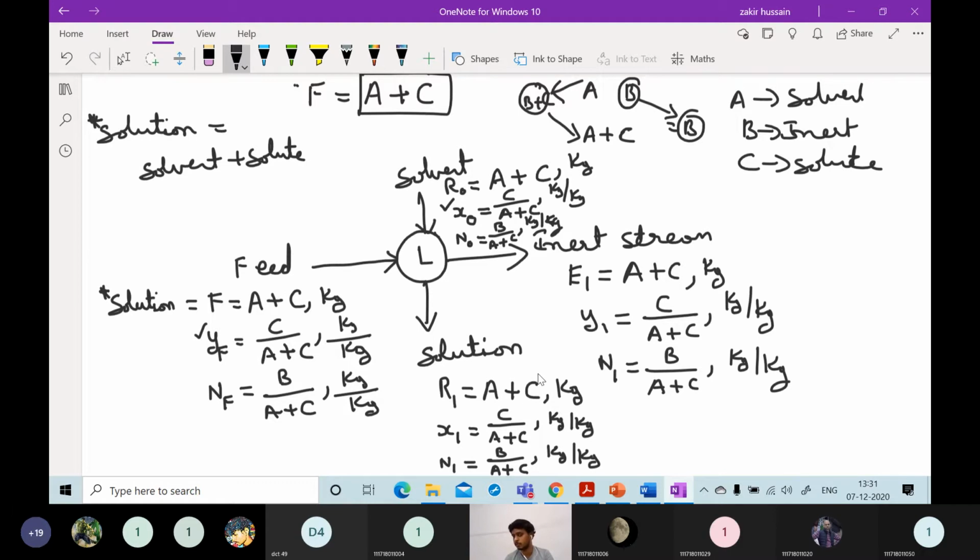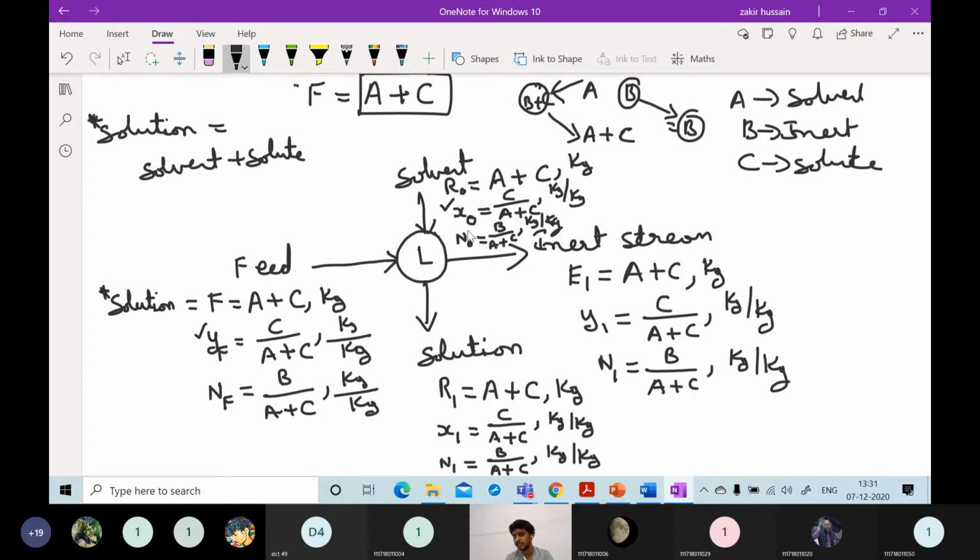So this will be weight fraction of solute with respect to solution, or weight fraction of solute on B-free basis in the solution stream. Since this is X0, and this is completion of one stage, this is X1. X1 is equal to weight fraction of solute on B-free basis with respect to solution. So C by A plus C. This unit will be kg per kg. Then next, to account for the inerts, this is indicated by N1.